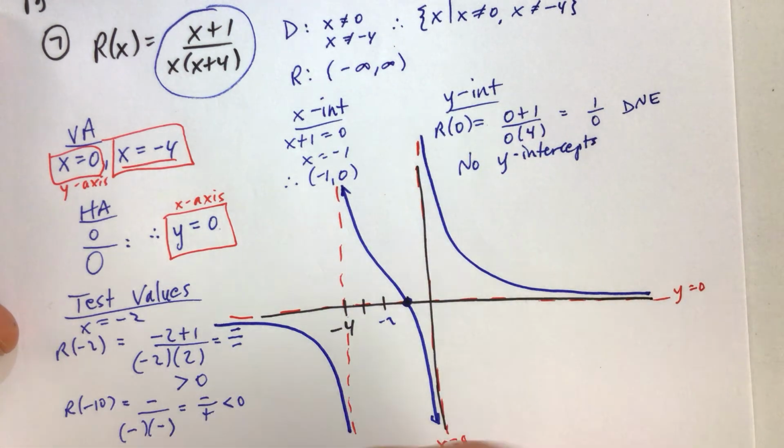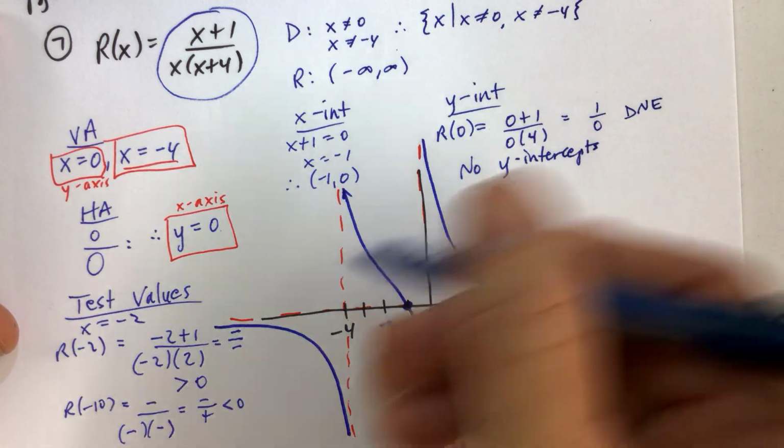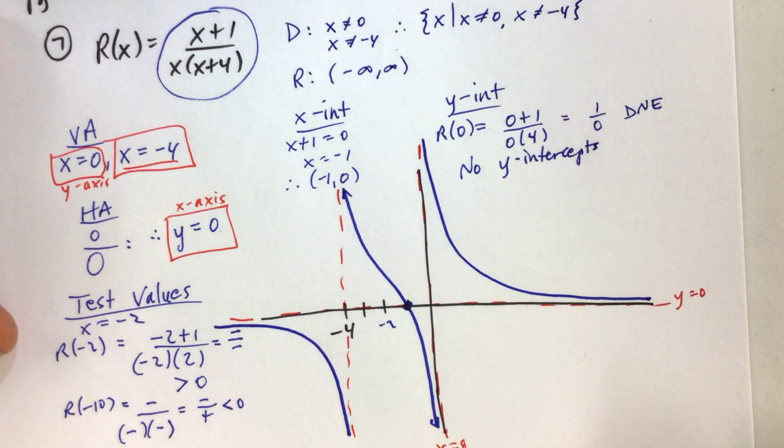The range is all real numbers because every y coordinate is accounted for. There's no holes. If you look sideways, from negative infinity all the way, every y coordinate is accounted for. And that's it.